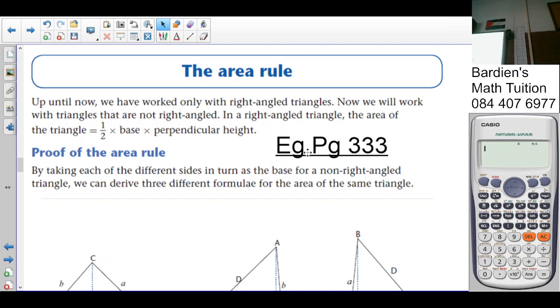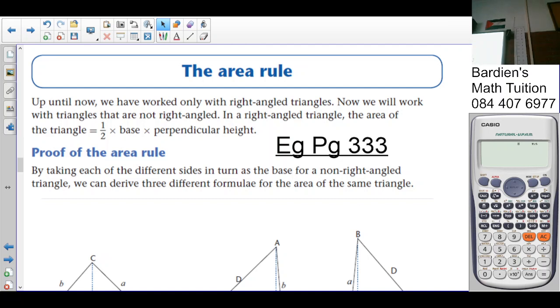Okay. The area rule. Up until now, we have worked only with right angle triangles. Now we will work with triangles that are non-right angles. The area of a right angle triangle is half base times perpendicular height.